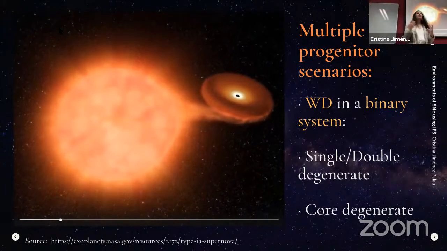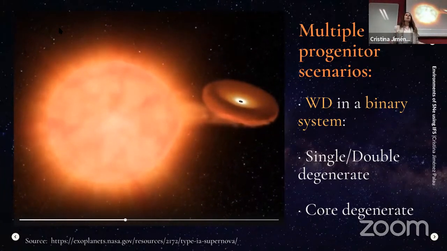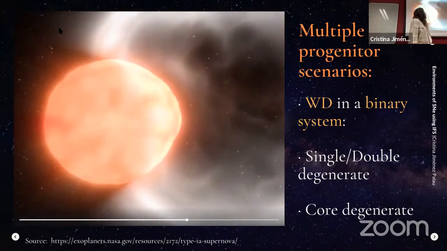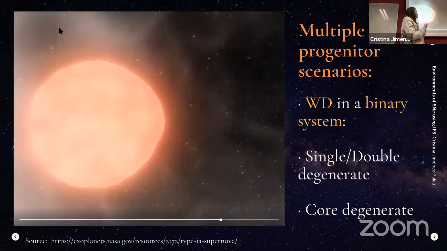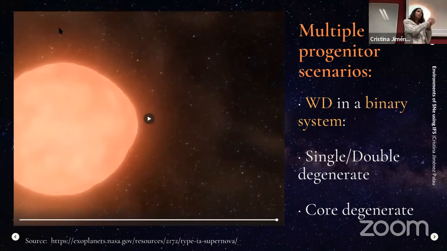So now that we know how we classify these spectra regarding the emission lines, now we want to know how these supernovae explode. So we have a scenario of multiple progenitor scenarios. This is not a simple scenario. We have different types of progenitors, different types of explosions. The common thing in the progenitor is that we always have a white dwarf, and we can have single, double, even triple degeneracy, and we can also have core degenerate.